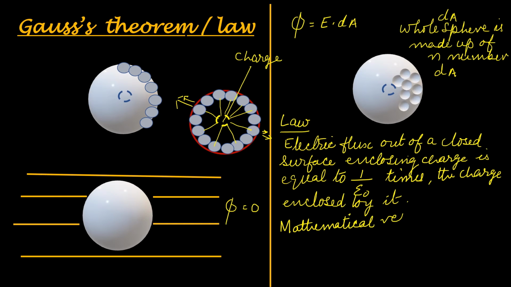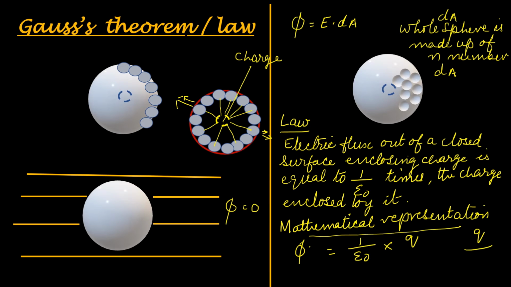Mathematical representation of Gauss law: electric flux is equal to 1 by epsilon naught into Q, or Q divided by epsilon naught. The flux is out of a closed surface enclosing a charge. This is a very simple formula.